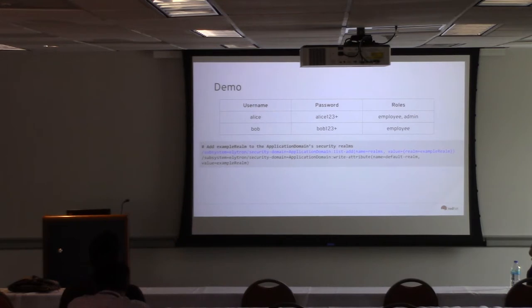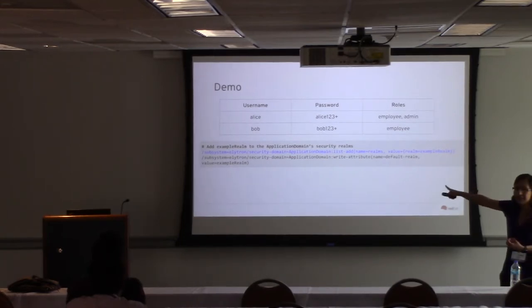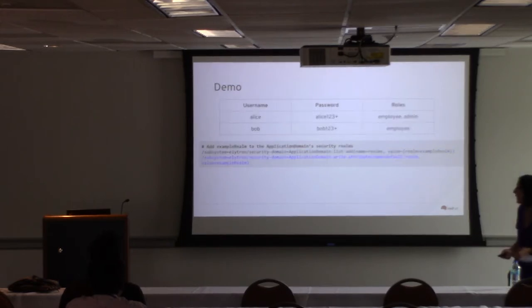So now that we have created this file system security realm, we need to add it to an Elytron security domain. Now, the default WildFly configuration file already has an Elytron security domain called application domain. And so we're going to take this Elytron file system security realm that we just created, and we're going to add it to the list of security realms that back this existing domain. And so we can use the list add operation to add this example realm to the existing list of realms. And then we can set the default realm that's used by this security domain to the realm that we just created.